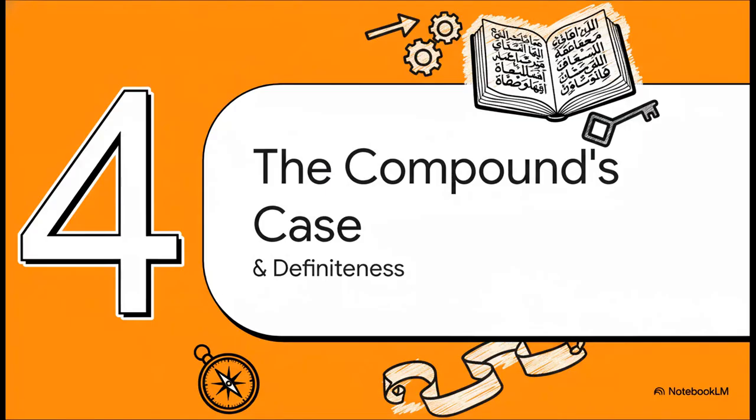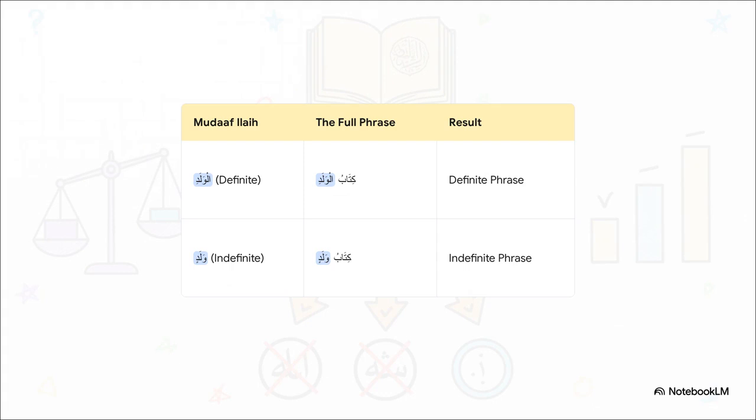Okay, so we're getting pretty good at spotting these phrases. But how does this whole 2-word unit actually behave inside a larger sentence? To figure that out, we need to look at 2 more crucial ideas: definiteness and grammatical case. So first, how do you know if the phrase means the book of the boy versus a book of a boy? The rule is super simple. It all comes down to the second word, the Mudaf Ilaih. It's the boss. If the Mudaf Ilaih is definite, the whole phrase becomes definite. If it's indefinite, the whole phrase becomes indefinite. The second word is completely in control here.